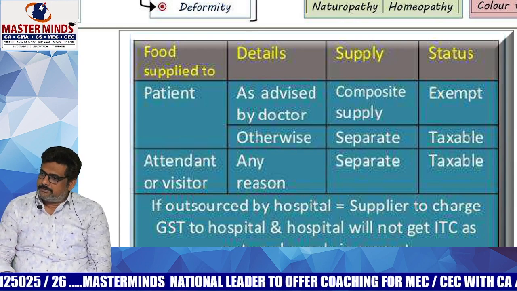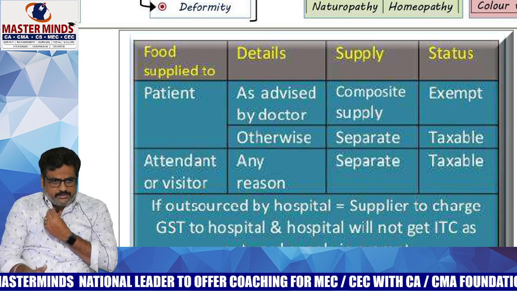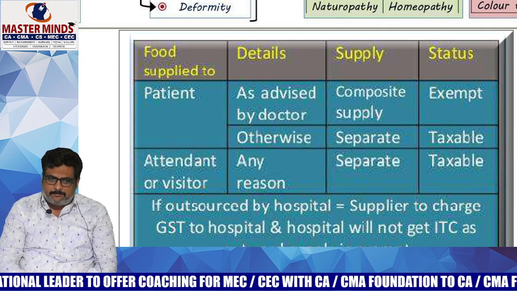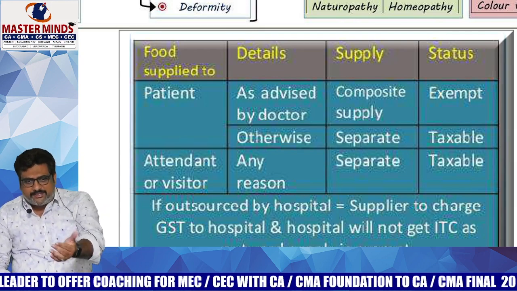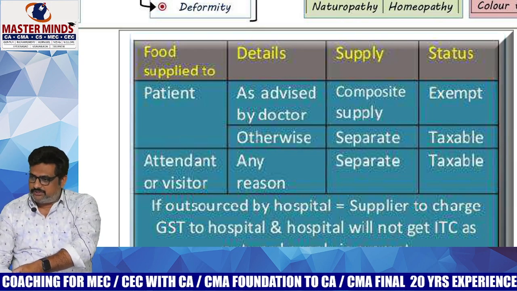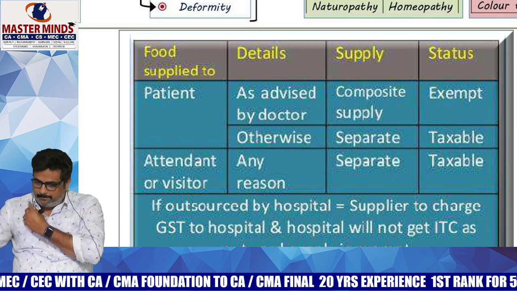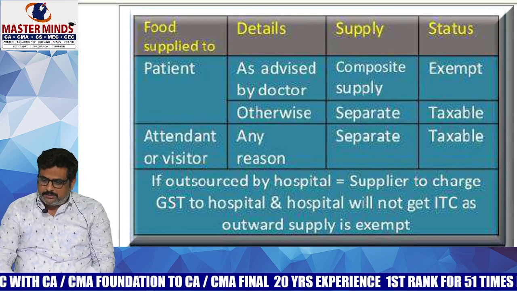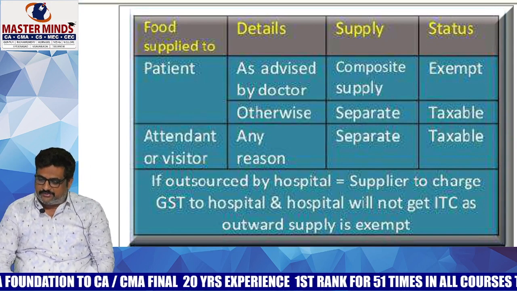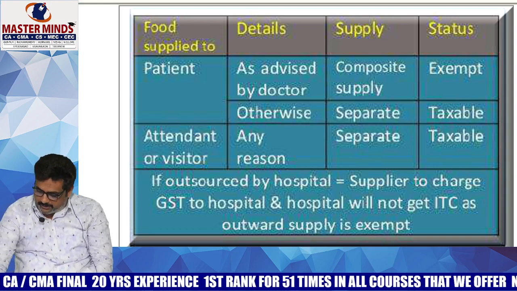Why? Because the outward supply is exempted. What is the service provided by the hospital? Healthcare service. Is it exempted or taxable? Exempted. In that case, what is the inward supply here? Food. Even though the hospital is liable to pay the GST on that inward supply, it is unable to claim the ITC, because its outward supplies are exempted. If outsourced by the hospital, the supplier charges GST to the hospital, and the hospital will not get ITC as the outward supply is exempt. This is a point you need to remember with respect to healthcare services.